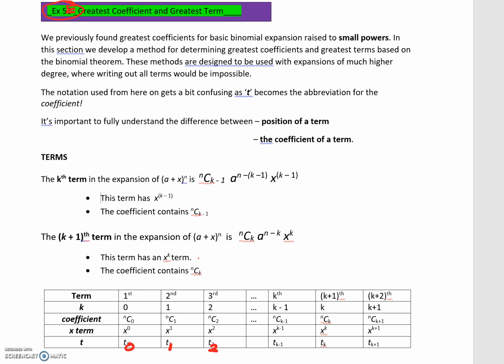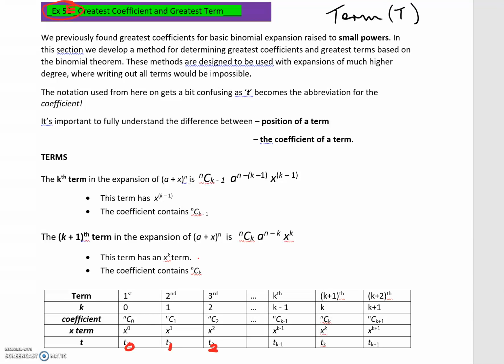This exercise is about establishing the greatest coefficient and then the greatest term. Now, as you can see, the notation is confusing. It's confusing because if we talk about the greatest term, we would be saying term. You'd expect that to have an abbreviation of capital T, and in some places it does. Some textbooks use capital T for the term.